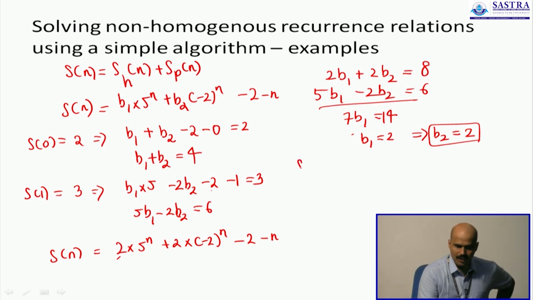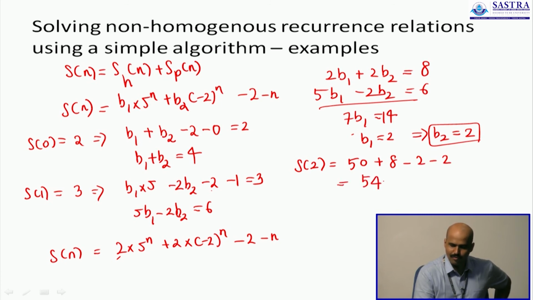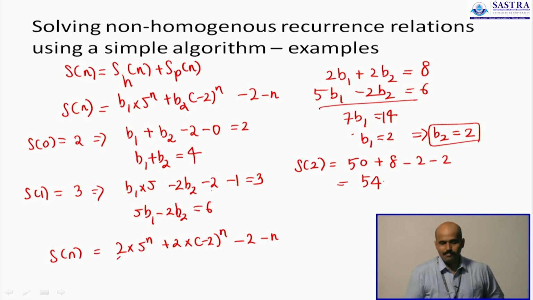And now let's check our answers. Let's find out what S of 2 is. 2 times 5 square, which is 2 times 25, which is 50, plus 2 times minus 2 square, which is 2 times 4, which is 8, minus 2 minus 2, that's 58 minus 4, which is 54. S of 2 must be 54.